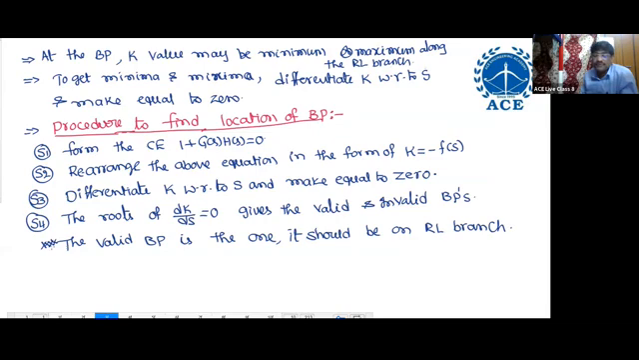Otherwise, whatever roots you are getting, those breakpoints, you have to substitute in equation 2. Then if you substitute in equation 2, k should be positive for a valid breakpoint. But don't do this, it wastes time. For a valid breakpoint, the k value in step 2 should be positive.